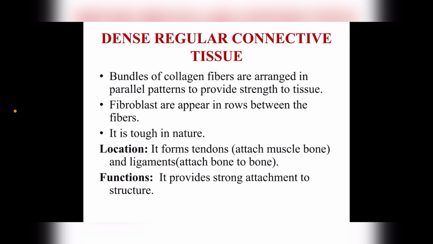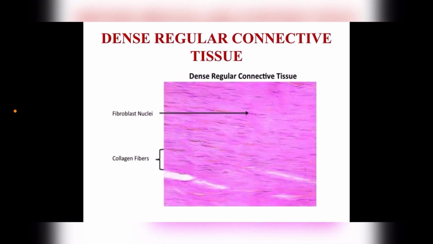It is tough in nature, and this type of tissue is present in the tendons, which attach muscle to bone, and ligaments, which attach bone to bone. Its function is to provide strong attachment to the structure. Here we can see its diagram. After the staining, we can see the small comma-shaped fibroblast nuclei, and then collagen fibers in this diagram.